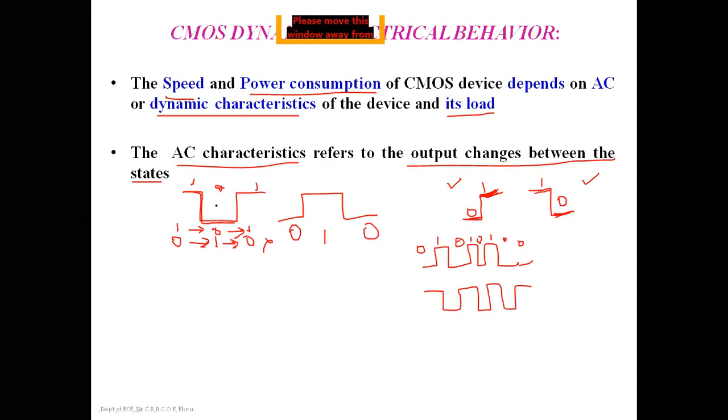Which means in dynamic behavior, you will apply this kind of inputs here, and you will get this kind of outputs here. If it is an input, the CMOS output will be this one. Whereas in the steady state, you will have the fixed state. So you have to observe the difference between the steady state and the dynamic.